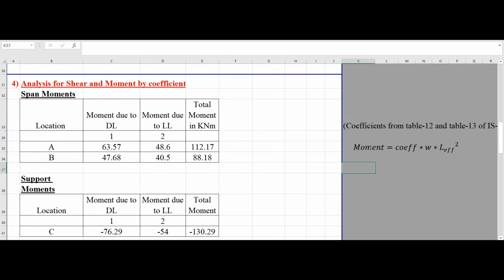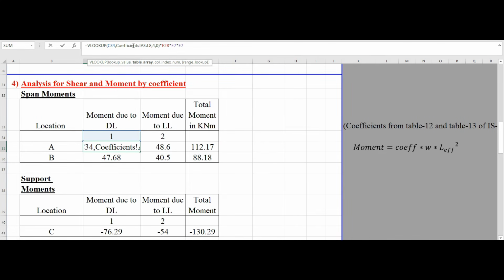So first of all, we know that to calculate the moment, we need to multiply the respective coefficient by the load on the beam, and multiply it by the effective length squared. In order to calculate the coefficient, we will use the VLOOKUP function. So VLOOKUP, first of all, is the lookup value. We need to calculate the coefficient for dead load. So we will enter the lookup value as this cell, that is 1.